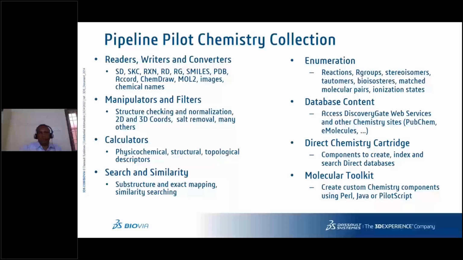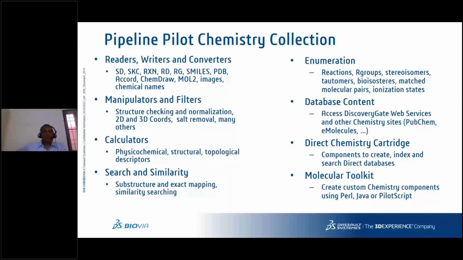Now the next step is to use chemistry to inhibit that protein or bring a molecule that acts as an agonist for this particular protein. So you need small molecules for that. The small molecules can be supported using what is called the chemistry collection. So you have a set of readers, a set of writers, and different ways by which you can convert from one form to another. So you have SD format, sketch formats, RXN formats, SMILES format, PDB format, and many more.